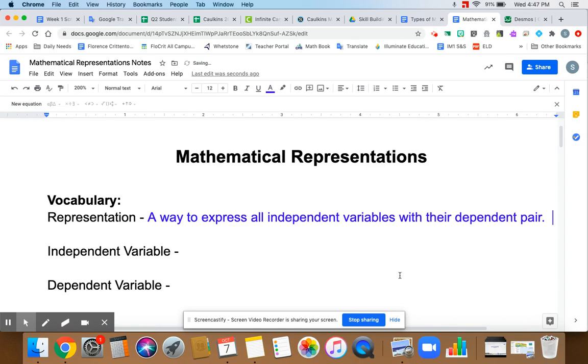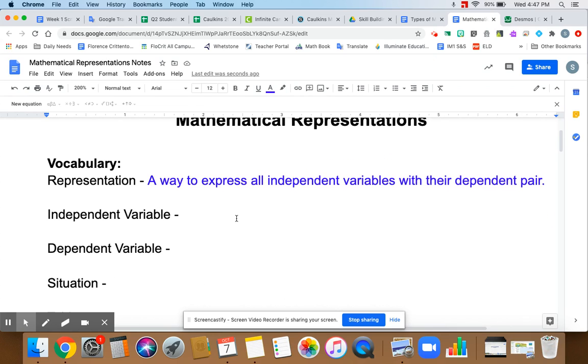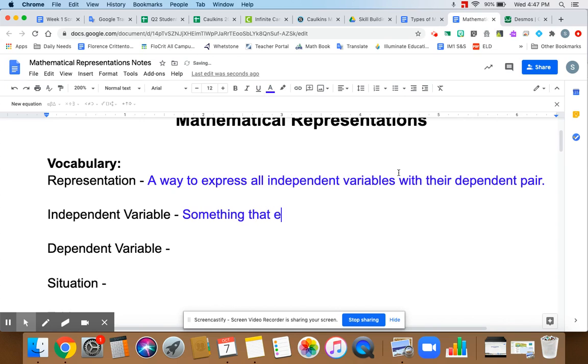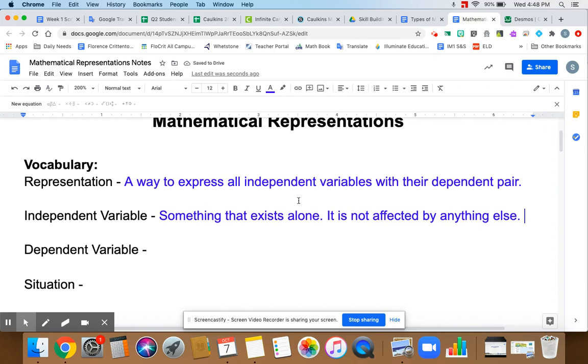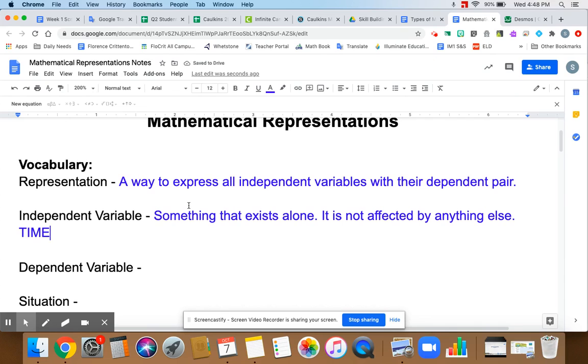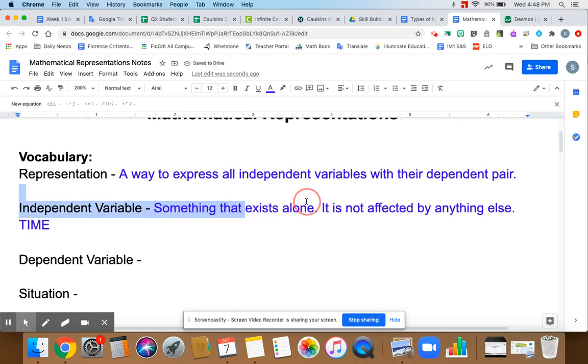So in math, representations allow us to represent independent and dependent variables. So let's talk about what they are. An independent variable in math is something that exists alone. It is not affected by anything else. There's lots of things that are independent in real life, but the main one is time. Because time just goes by. It exists all alone. Nothing affects time.